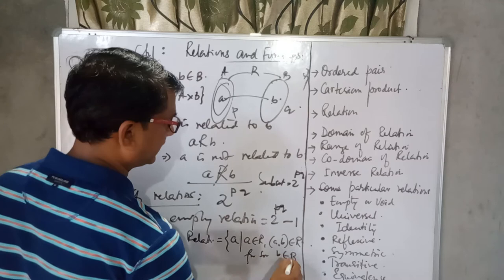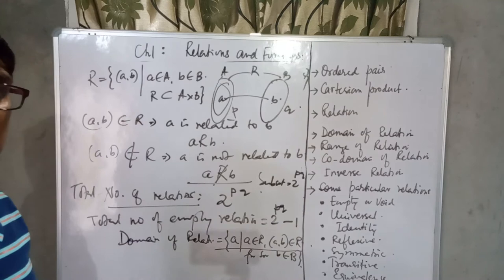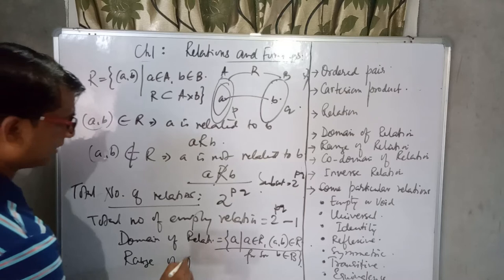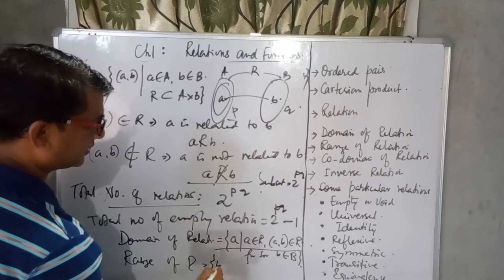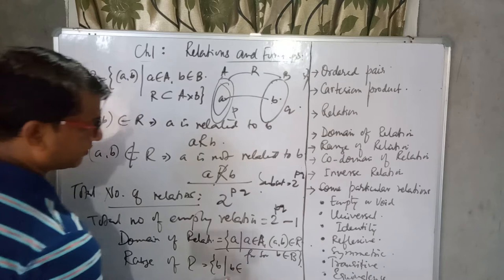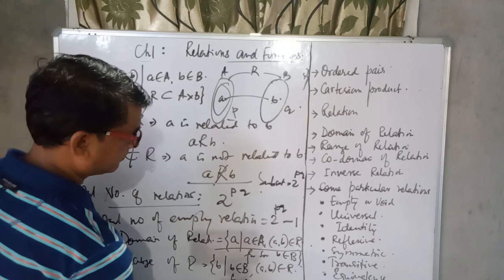All the sets formed by the first components of the relation. And range of R is nothing but the set formed by all the elements of the second components of the relation, b, such that a belongs to A, b belongs to B, and (a, b) belongs to R for some a belongs to A. Okay, this is the range.